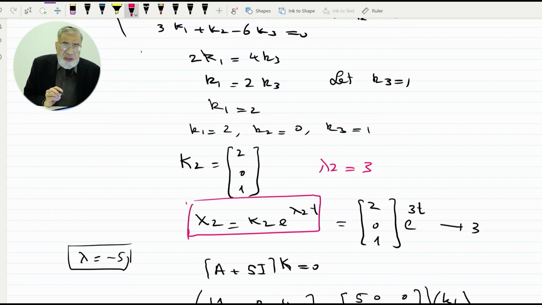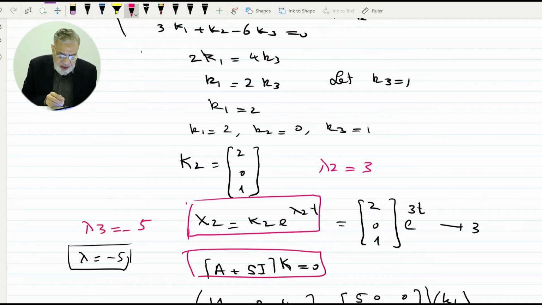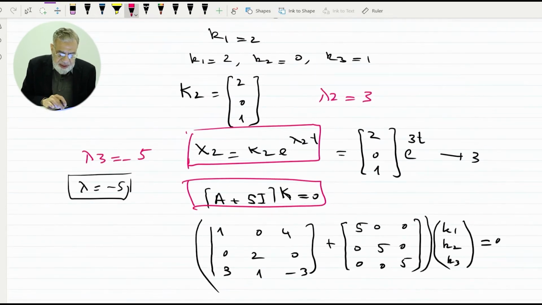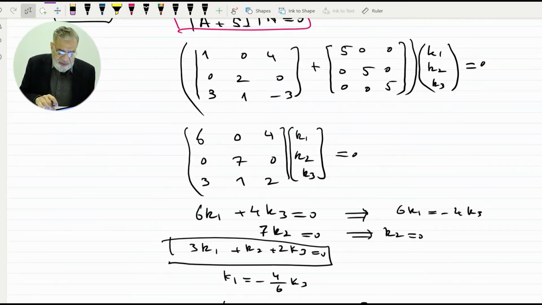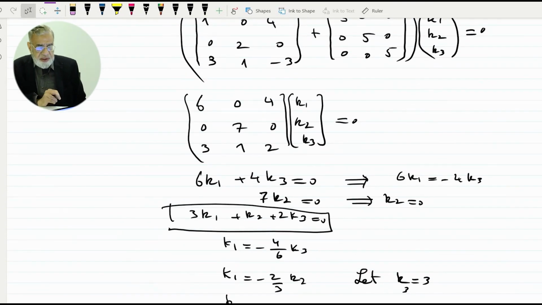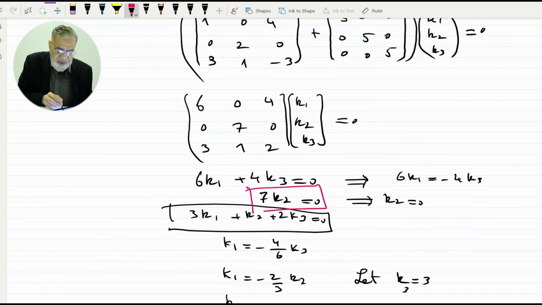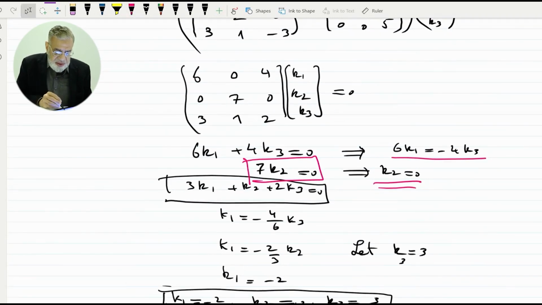Now my last value is lambda 3, which is equal to minus 5. Again I substitute lambda 3 equal to minus 5, minus becomes plus, and simplifying this we get the matrix equation, and rewriting that I get the equations for the system. Again from the second equation we get the value of k2 equal to 0, and from the first equation we get k1 in terms of k3, with k2 equal to 0.